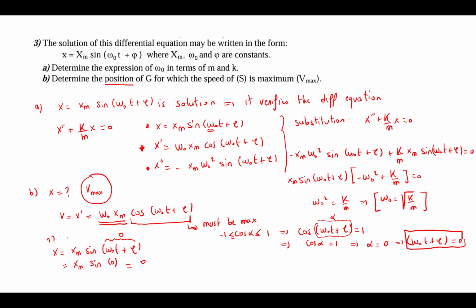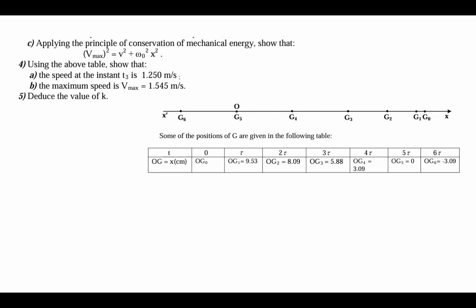So here we did the calculation, but by math calculation. So we verified it by math calculation. Let's continue now, part C. Applying the principle of conservation. So when we have the method A, natural method, okay, show that V maximum square is equal to V square plus all this. Now in the part C, so I need to do the conservation of mechanical energy.